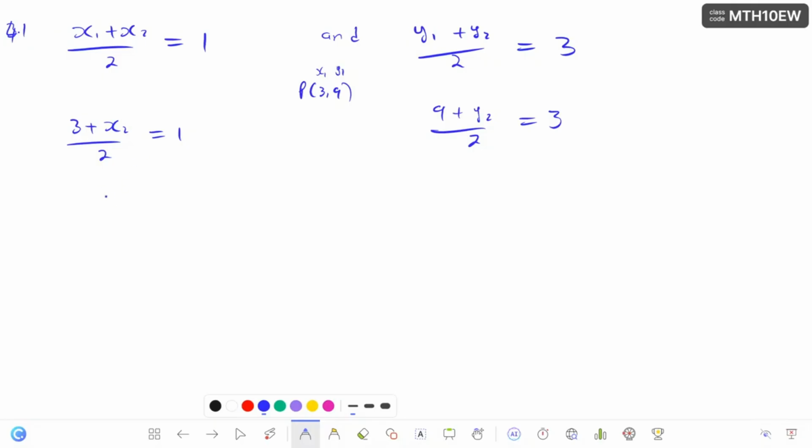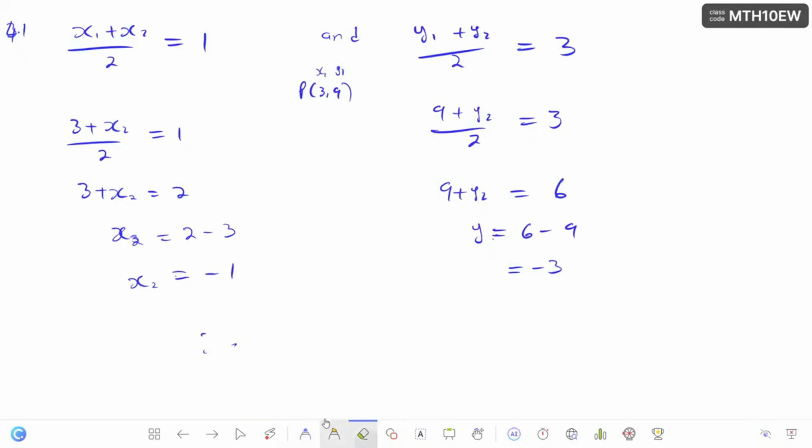So cross multiplication, you're going to get 3 plus x2 is equal to 2. Even this side, cross multiplication, you're going to get 9 plus y2 is equal to 6. Taking 9 to the other side, we get y2 is equal to 6 minus 9, which is negative 3. And this side, 2 minus 3, we get our x2 to be negative 1.